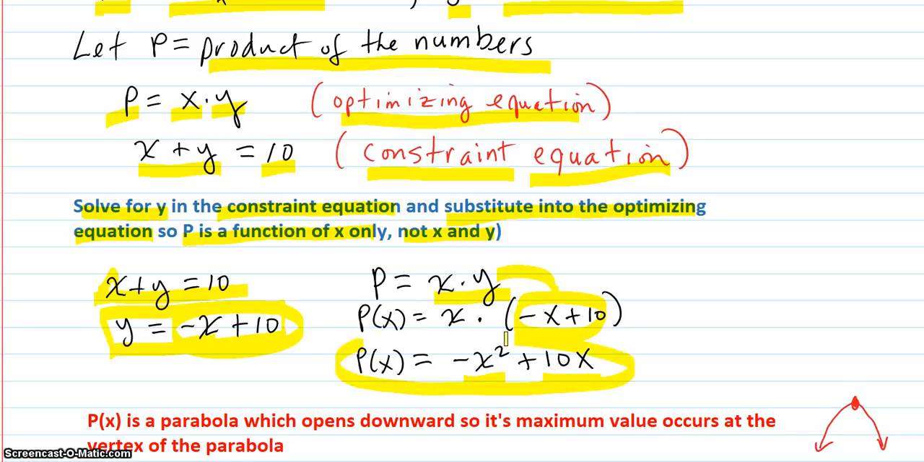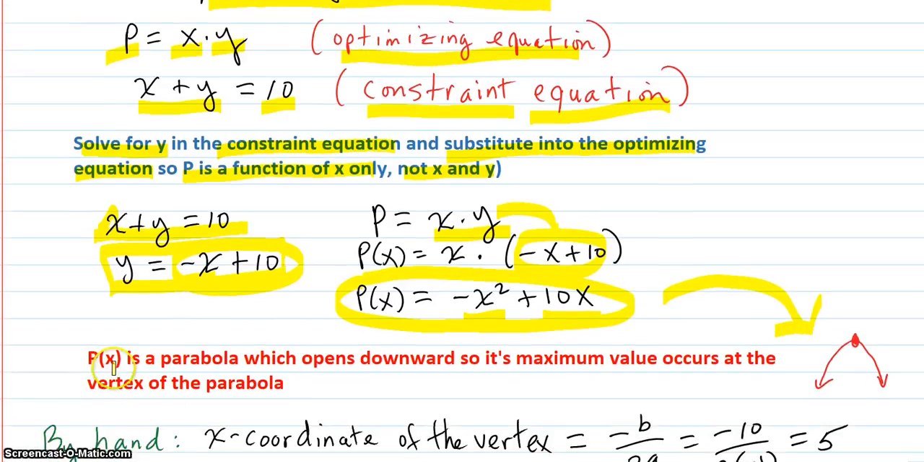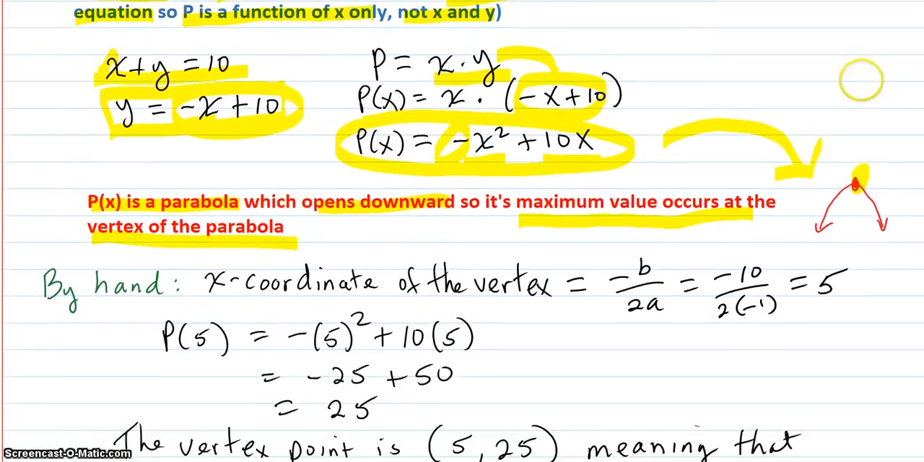So that is your function of one variable, and we recognize that as a parabola opening down, this kind of shape. And we also realize p of x is a parabola which opens downward because of the negative, so its maximum value occurs at the vertex of the parabola, right up here. So that's what we're going to find. We're going to find the vertex.